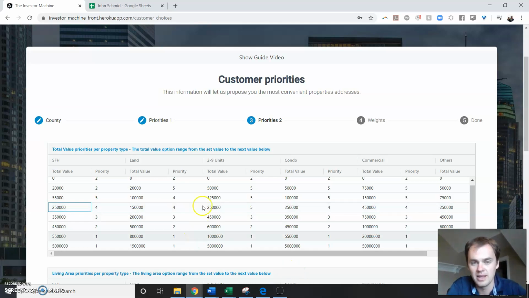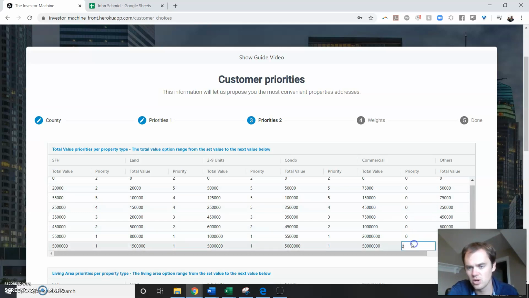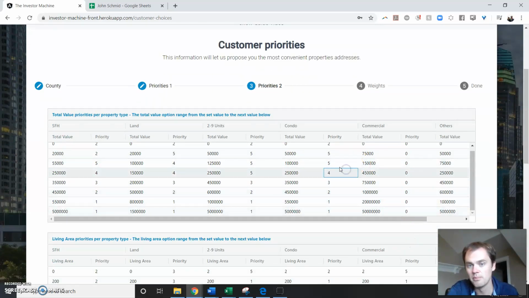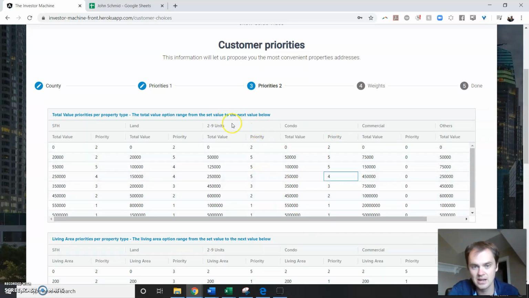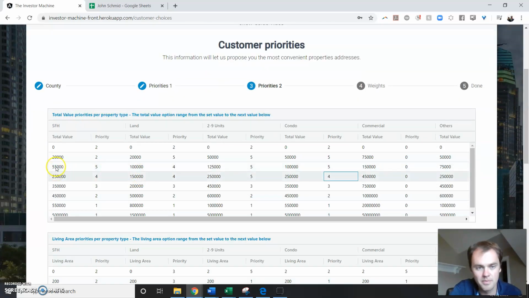So again, this is just targeting into your favorite buy box in terms of numbers. Same thing for land, multi-unit, etc. Now, for me, where I'm not interested in commercial, I should probably just zero these out because I don't want commercial, period. So I'm going to leave all these as a 0. But condos I want, and 2 to 9 units I want. So, yeah, that's essentially the total values.